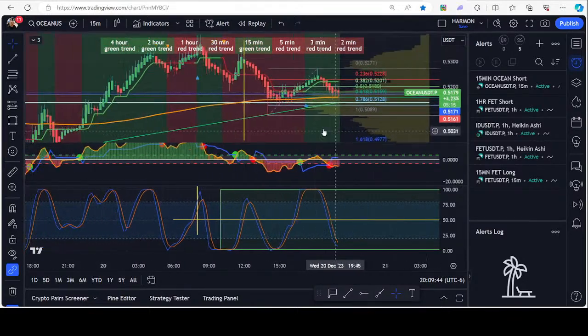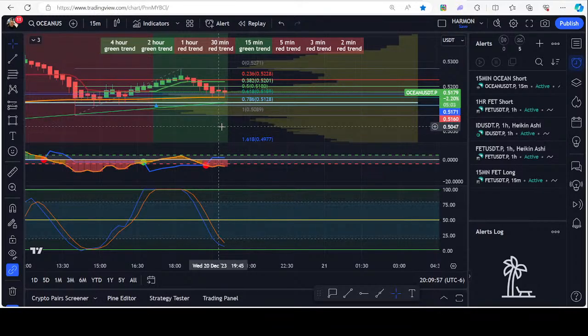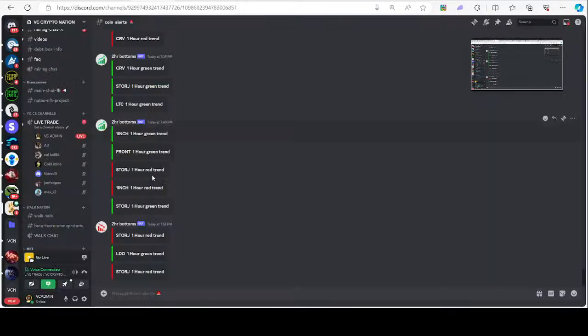All right. Get some support here right there. We're all trended out. Okay, so now storage needs a 15-minute. What else we got? Okay, so that's a little bit different. So 1 hour red, 1 hour LDO. Let's go look at LDO real quick.